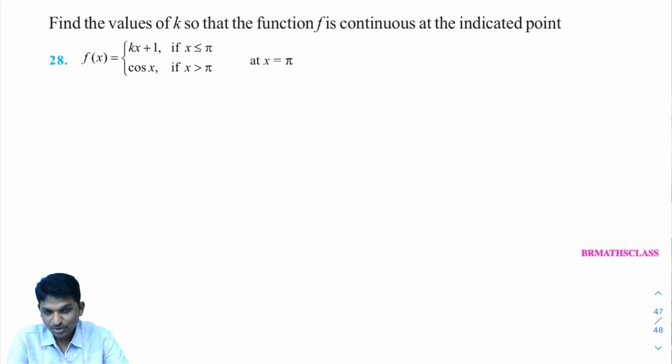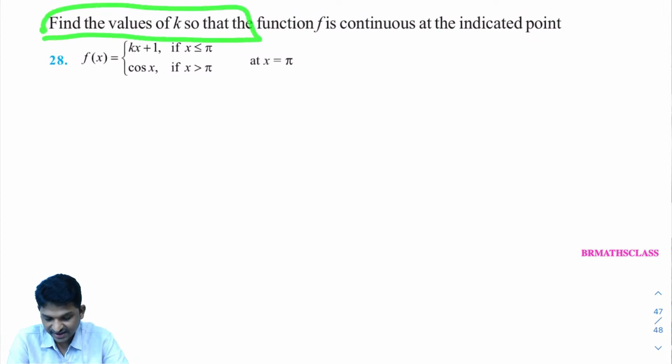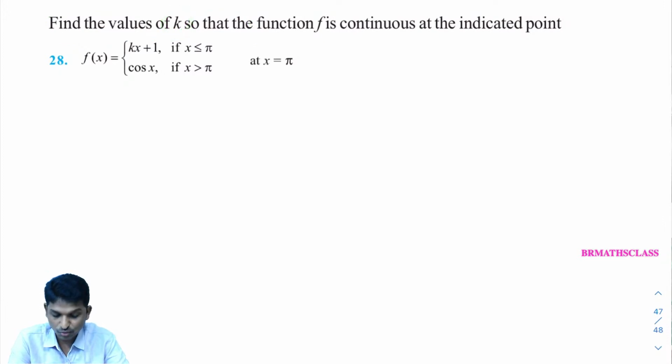That's good. Now you see this question number 28. What are they asking in the question? Again, find the value of k. We need to find the value of k. For that, they are saying this function is continuous. The given function is continuous at x equal to pi. Here you need to observe things. When x is less than pi, we need to choose this first function. When x is greater than pi, then we need to choose the second function.